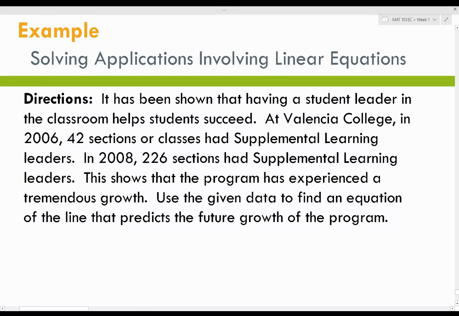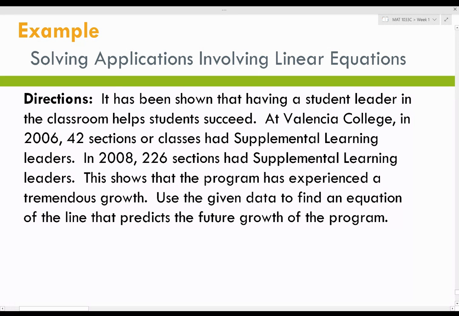All right, in this second example, the directions say, it has been shown that having a student leader in the classroom helps students succeed. At Valencia College in 2006, 42 sections or classes had supplemental learning leaders. In 2008, 226 sections had supplemental learning leaders. This shows that the program has experienced a tremendous growth. Use the given data to find an equation of the line that predicts the future growth of the program.